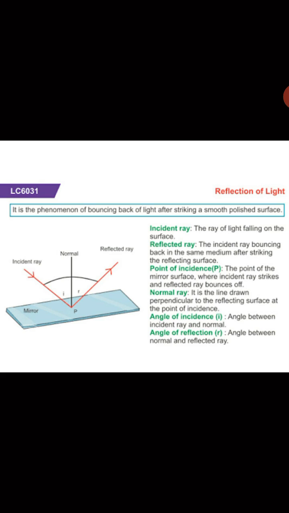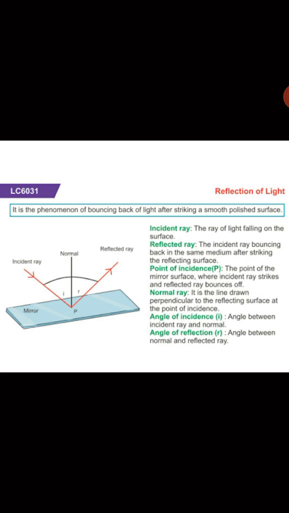Now you can see a line in the center with the name normal written on it. So what is this normal line? The normal is a straight line that makes an angle of 90 degrees with the surface. That means the normal line is perpendicular to the surface. Perpendicular means it makes 90 degrees. So it is a line drawn perpendicular to the reflecting surface, and it touches the surface at the point of incidence. That is called the normal.